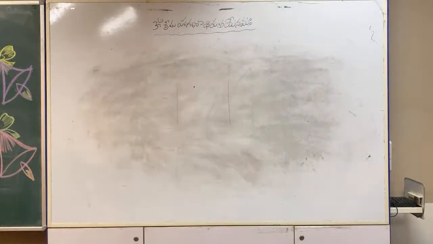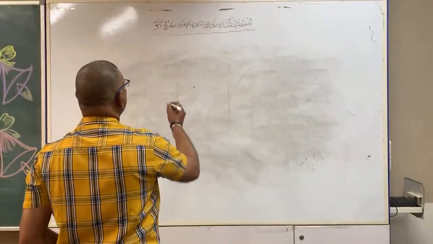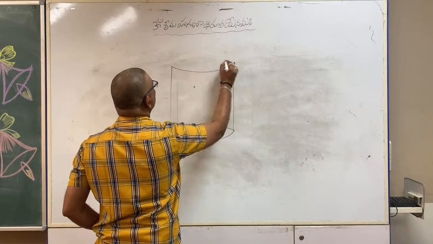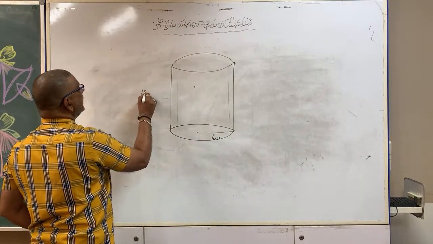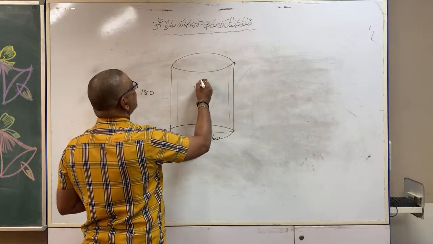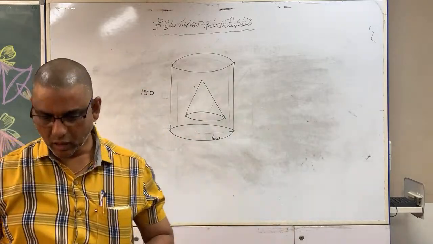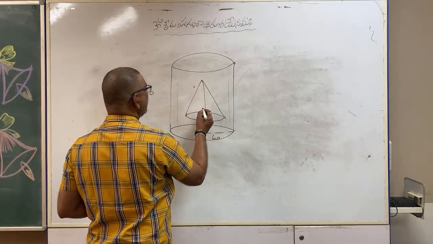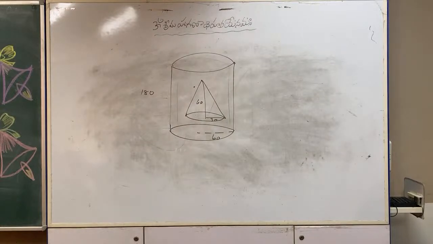Cylinder height 180, radius 60. In this, a cone is dropped, of height 60 and radius 30. What is the volume of water that is left out? Do it, children.